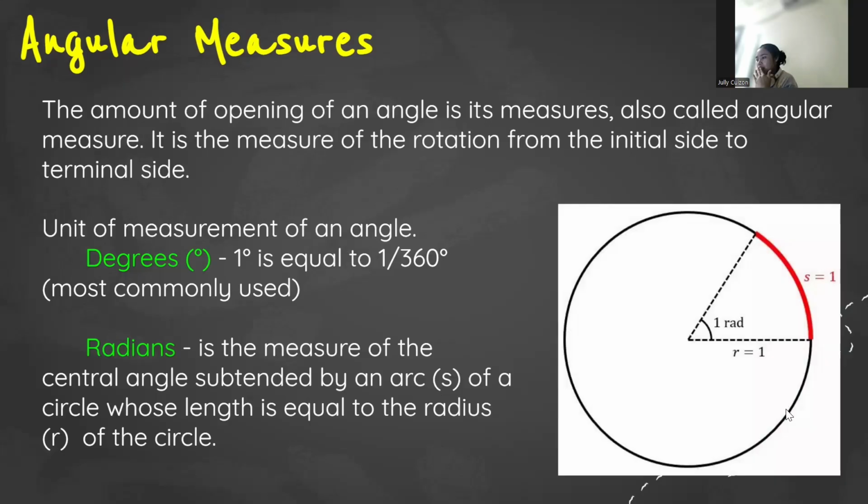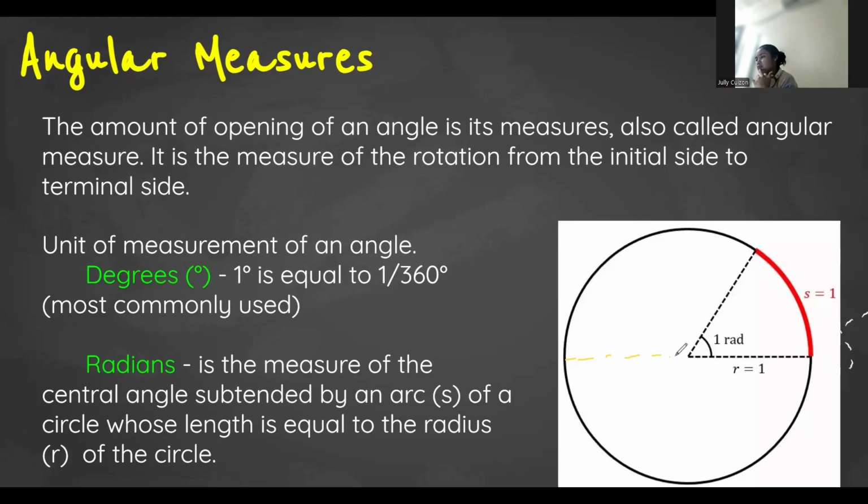For example, in this illustration, we have here a circle. Half of a circle, as we all know, measures 180 degrees. But if we convert it to radians, that is equal to pi. So how did we get pi and why is it pi?